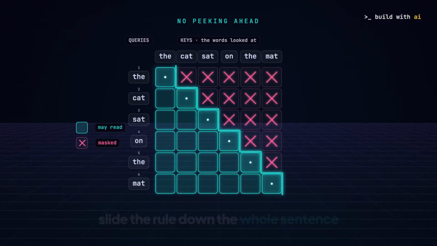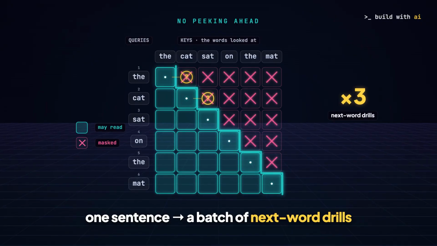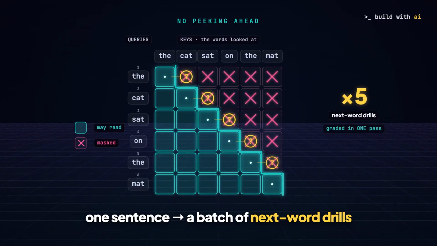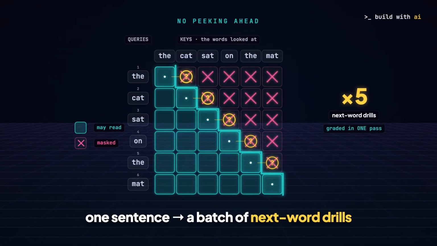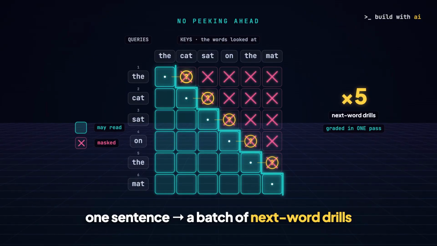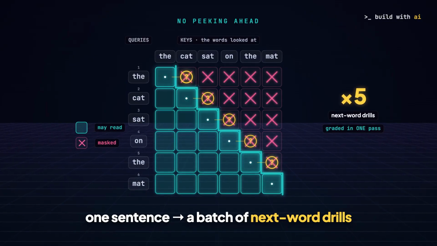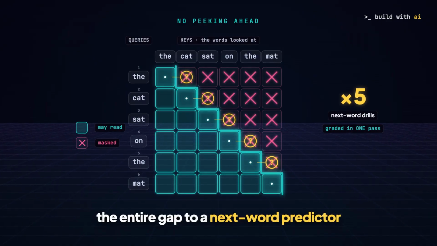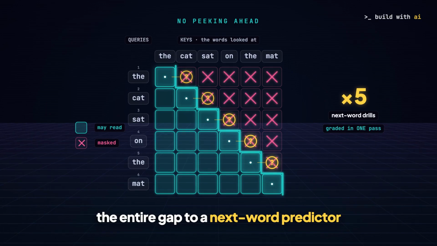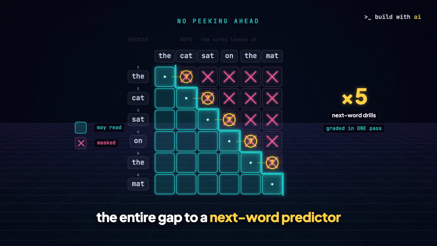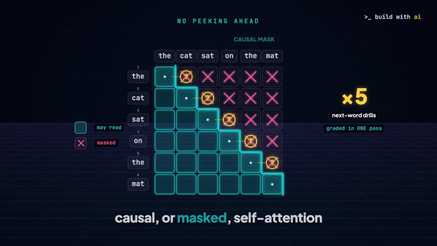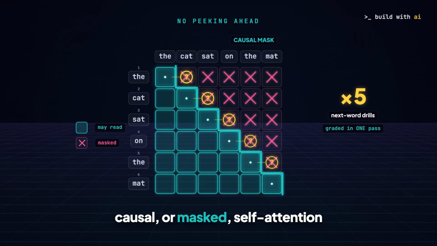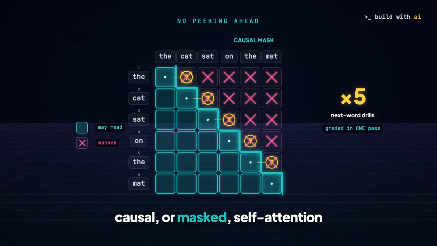A single sentence becomes a batch of prediction drills running at once. Word 1, guessing word 2. Word 2, guessing word 3. Every position practicing its own next word call, all graded in one forward pass, and not one of them ever handed the answer early. That single restriction is the entire gap between a general attention machine and a next word predictor. It's called causal, or masked, self-attention, the one change that turns the original translator into a storyteller.